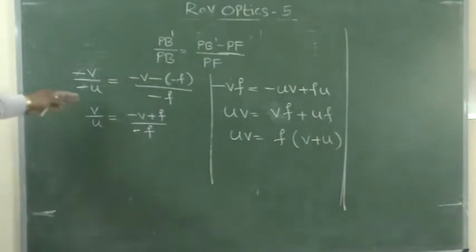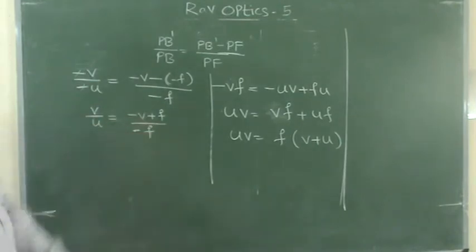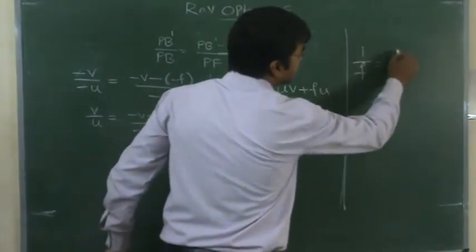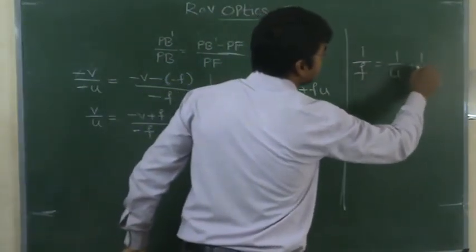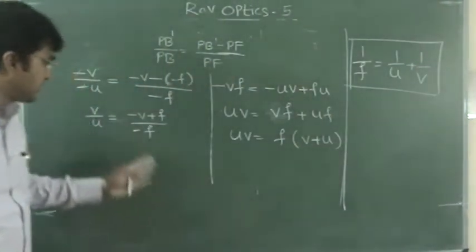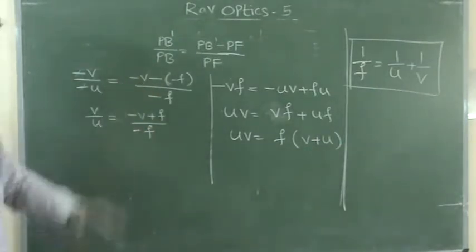Okay, so what we have, v by u is equal to v minus f by minus f. So the vf value also you can take. By solving this completely, we get the equation 1 by f is equal to 1 by u plus 1 by v. And solving this equation in any manner, that's your wish now. You can solve in any manner.